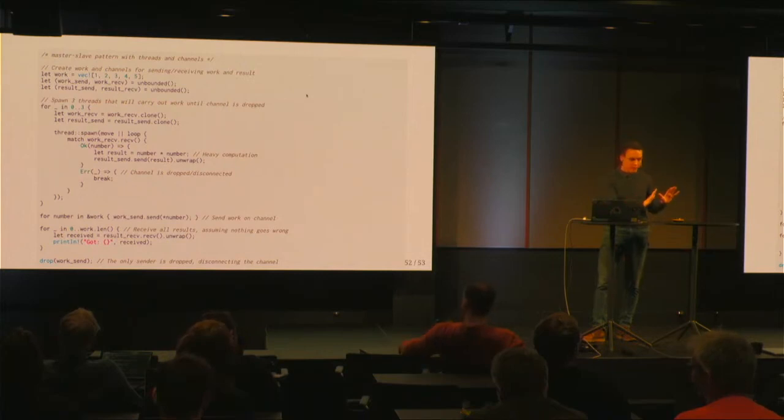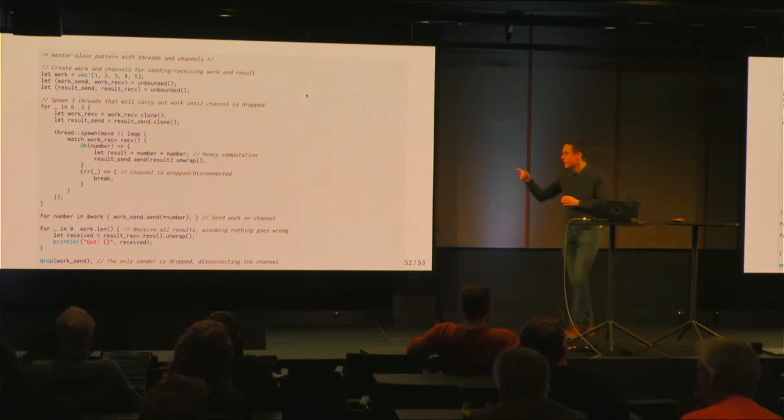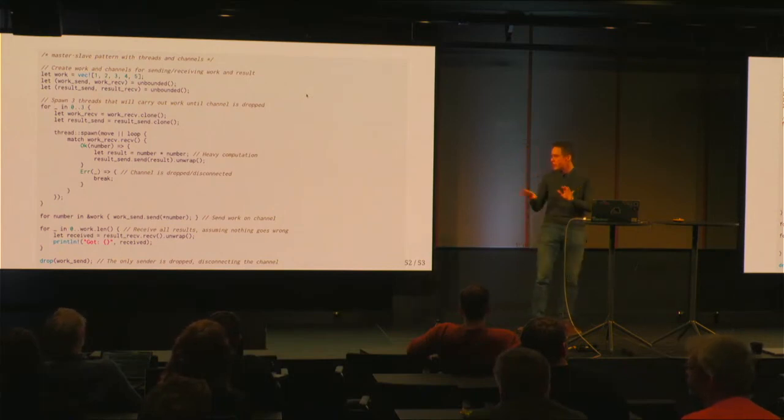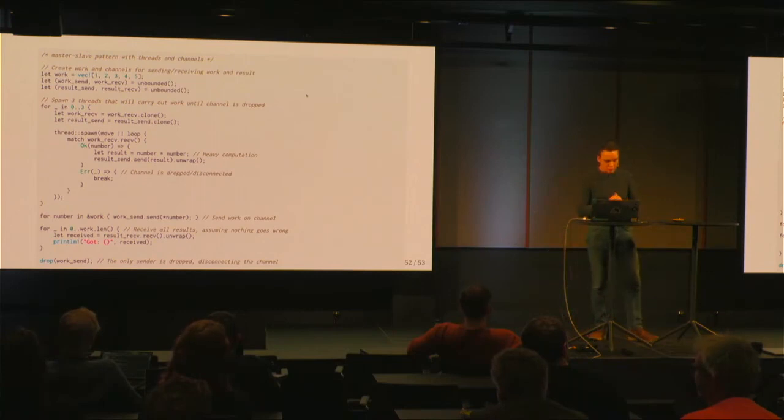And in the outer thread, we send the work on the work channel, and then we listen on all the results and print each result. And at the very end there, we drop the sender part of the work channel. And since there is only one sender on this channel, the channel disconnects, which means all the threads will also stop. They will end up in this error in the pattern matching there, and we'll just break out of the loop.